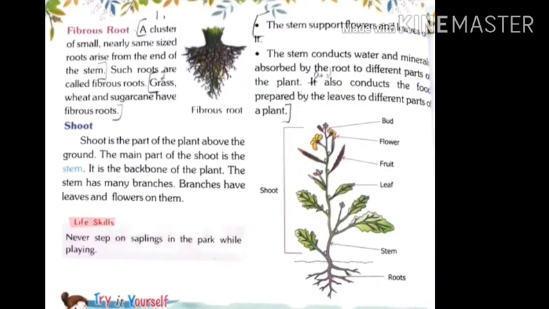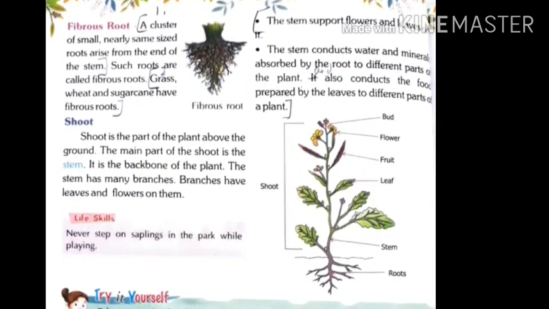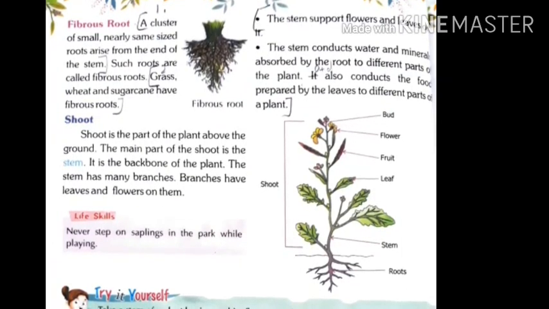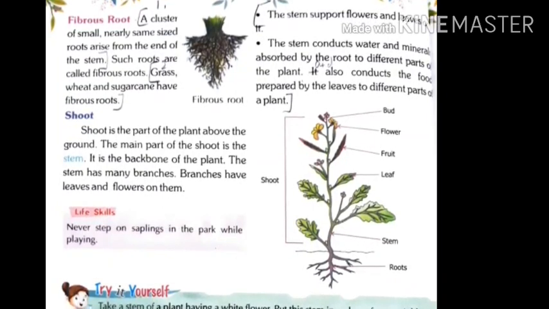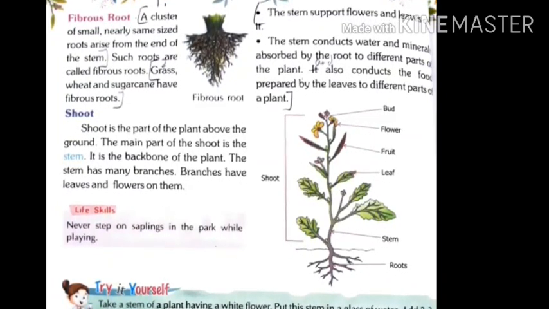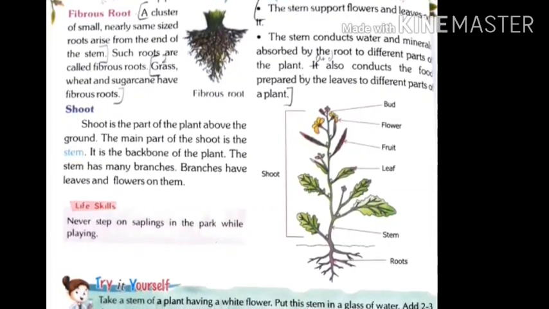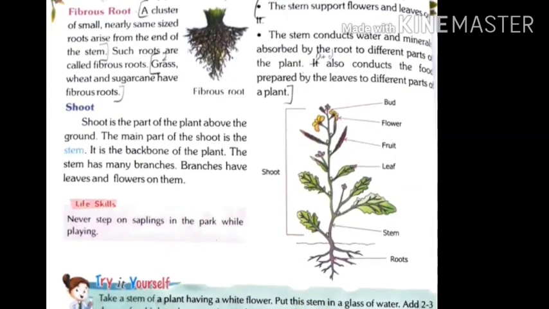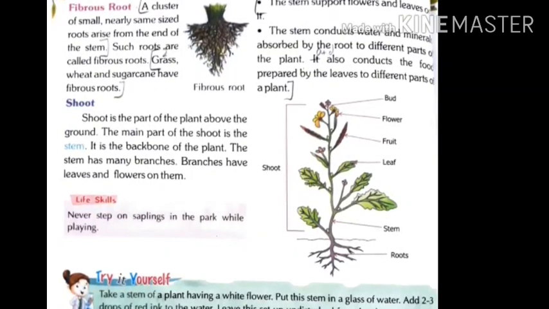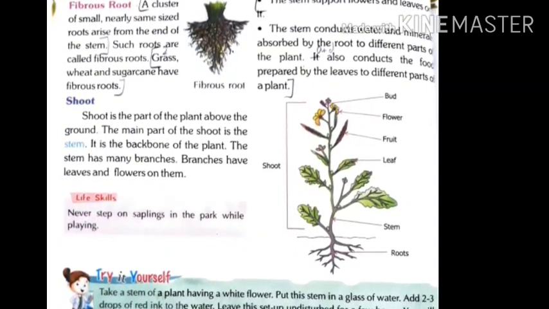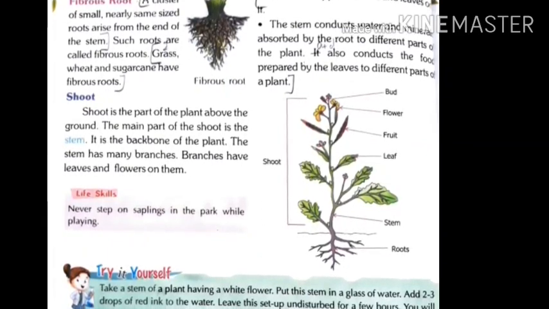Now the second type of root is fibrous root. A cluster of small, nearly same-sized roots arising from the end of the stem. Such roots are called fibrous roots. Grass, wheat and sugarcane have fibrous root. Now you see the picture of fibrous root in your book. These are nearly same size roots that are arising from the end of the stem.